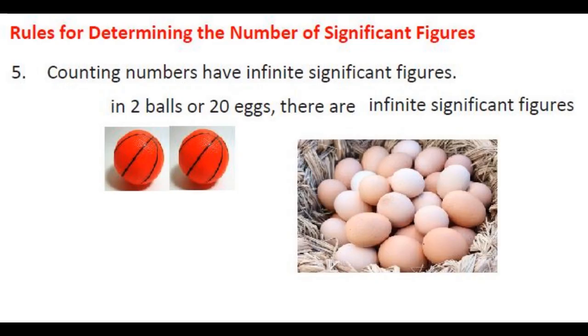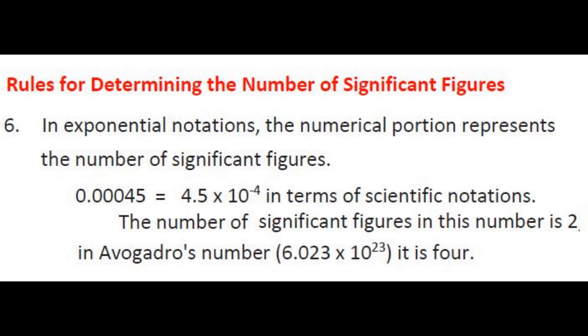Now rule 5. Counting numbers have infinite significant figures. For example, 20 eggs. There is no uncertainty in 20 eggs. So the number of significant figures is infinite. In exponential notations, the numerical portion represents the number of significant figures. For example, 0.00045. It can be expressed as 4.5 into 10 raised to minus 4 in terms of scientific notations. The numerical portion is 4.5 and therefore the number of significant figures in this number is 2.